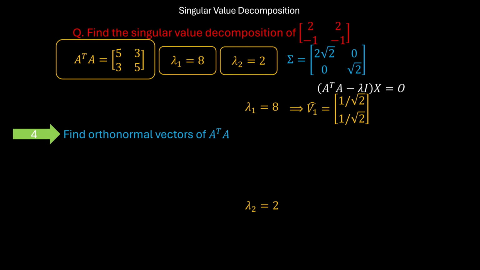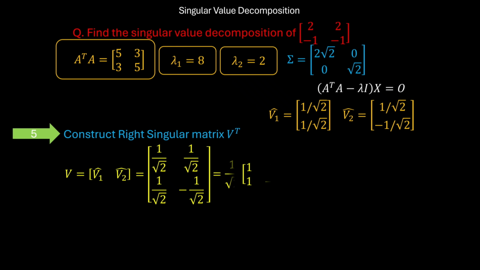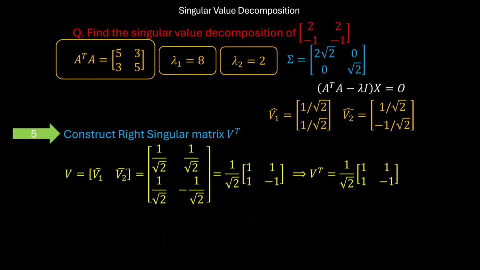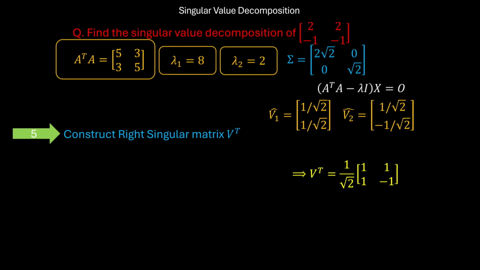Likewise, for lambda 2, the normalized eigenvector will be 1 over root 2, negative 1 over root 2. With these two normalized eigenvectors, we construct the right singular matrix V transpose. Prior, the matrix V has V1 hat and V2 hat as its columns, and next we take its transpose. And there we are, the right singular matrix is ready. Observe that V is an orthogonal matrix of normalized eigenvectors, and that's why we call it orthonormal.